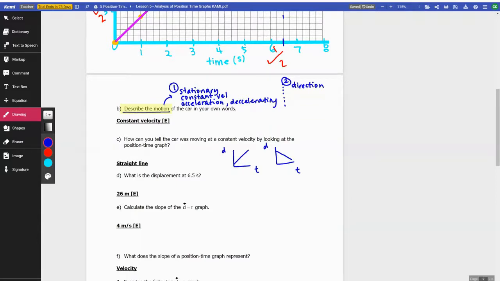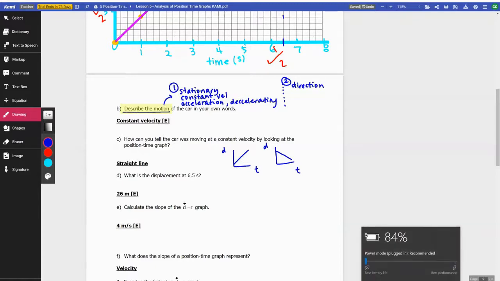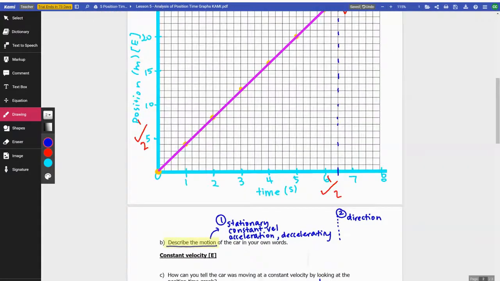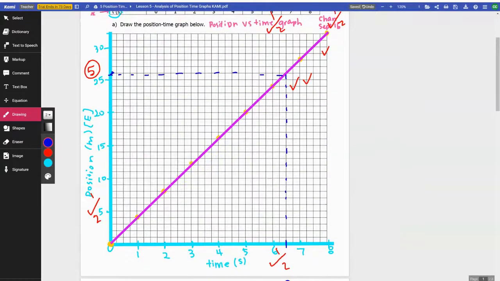They're asking you to calculate the slope. We're going to go through how to calculate the slope right at the top. I know I gave you the answer, 4 meters per second east, but we're still going to go through it together. Whenever you do a slope, you pick 2 points on the graph. It doesn't matter which 2 points because the way it is rising should be constant. I just like picking 2 points that are easy. You always want to pick points right on the grid.